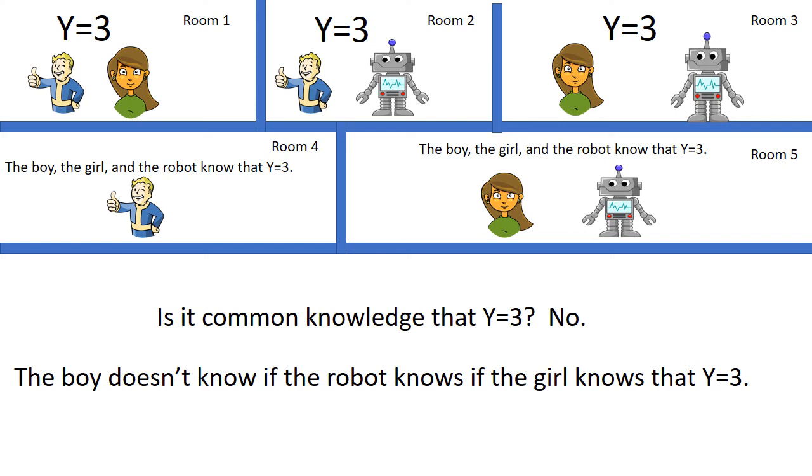So when the boy is modeling what's going on in the robot's brain, the boy can't be certain that the robot is certain that the girl knows that y equals 3. Even though the girl does know that y equals 3, and the boy knows this, and the robot knows this, again, the boy, when trying to figure out what's going on in the robot's brain, can't be sure if the robot knows that the girl knows that y equals 3.